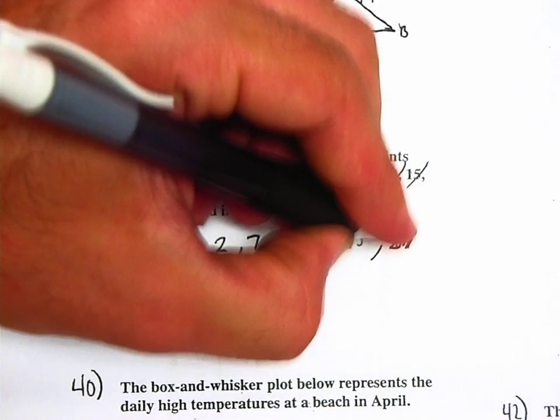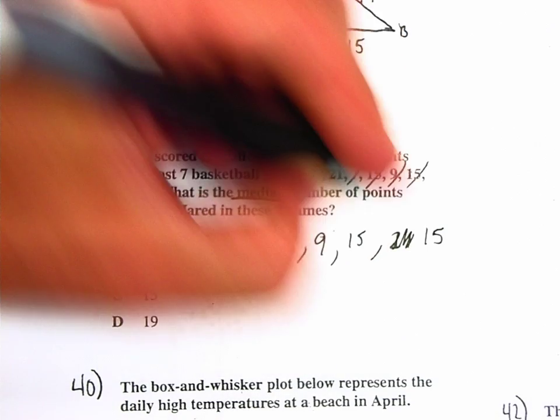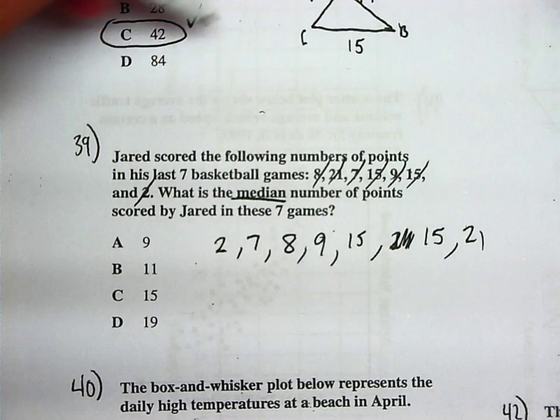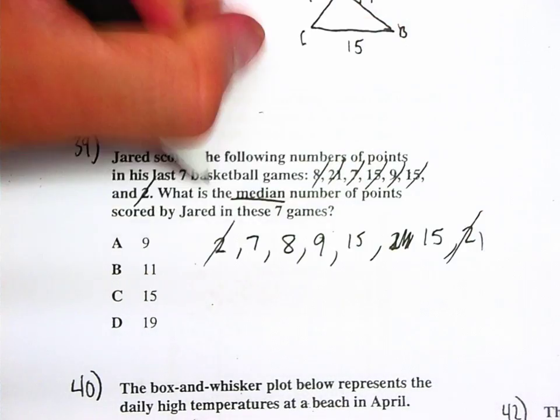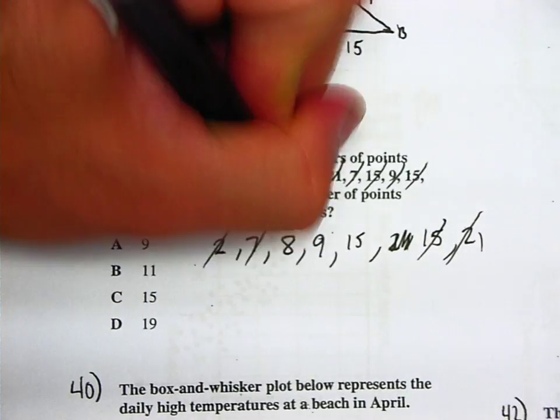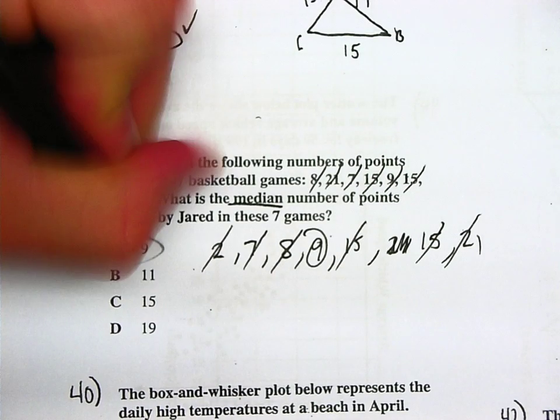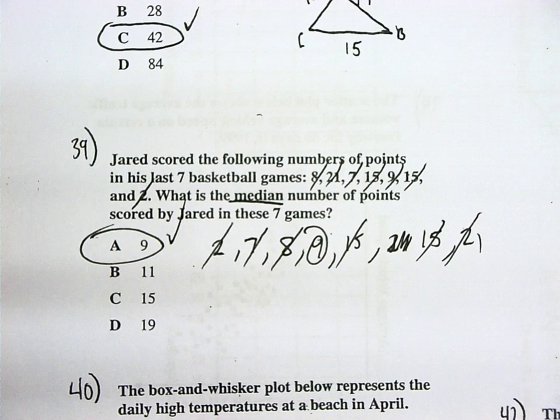Oops. There's a second 15. And then 21. So if I want to find the median, I just need to find the middle value, which I can see is 9. So the median is 9. And that's the correct answer.